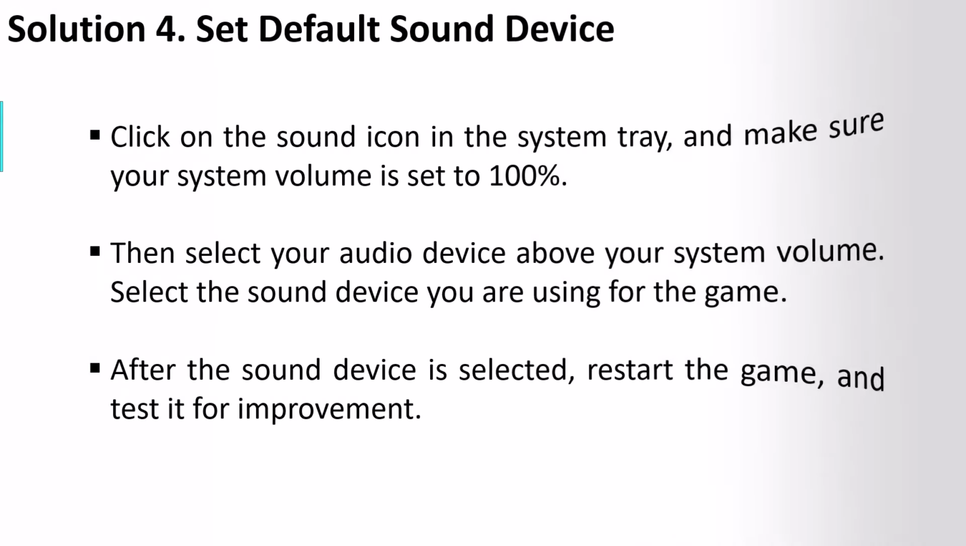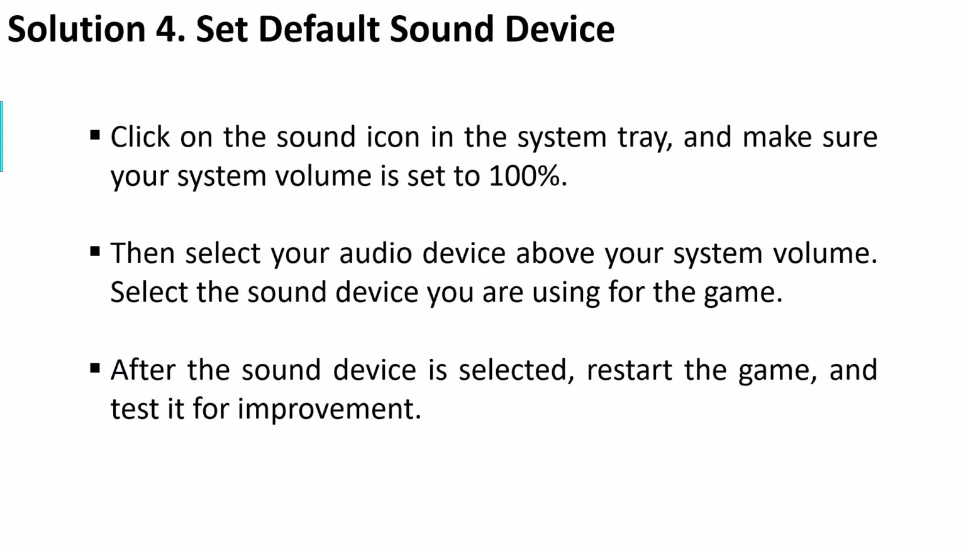Solution 4 is to set default sound device. So click on the sound icon in the system tray and make sure your system volume is set to 100%. Then select your audio device above your system volume. Select the sound device you are using for the game. After the sound device is selected, restart the game and then check if your problem is solved or not.